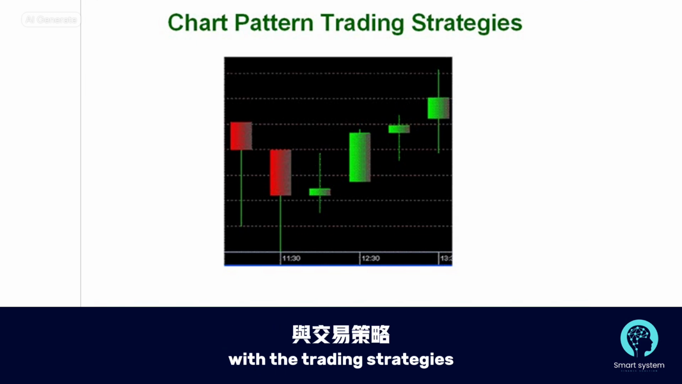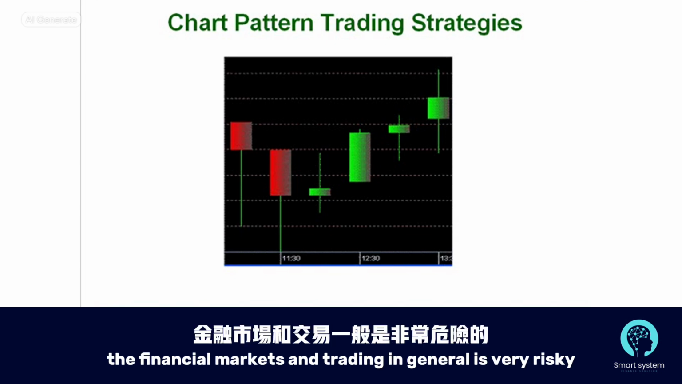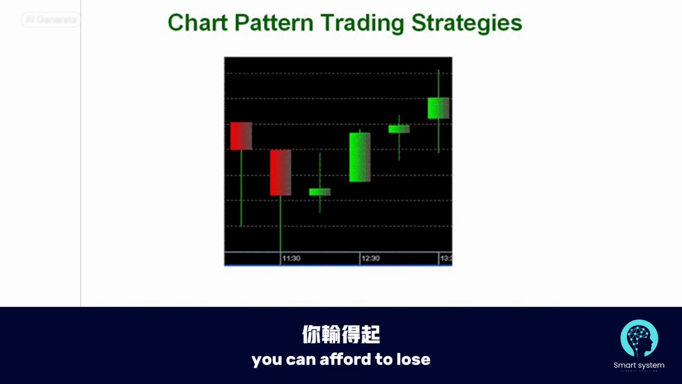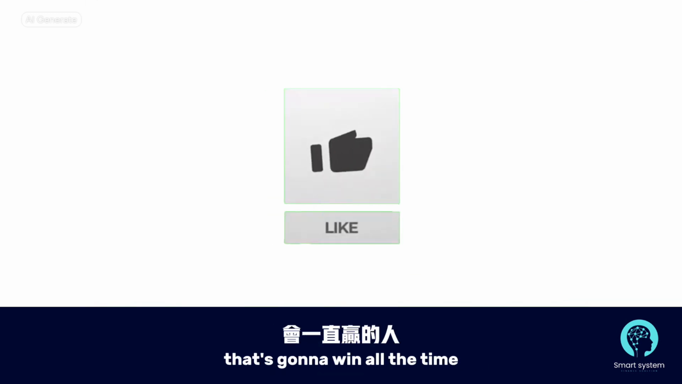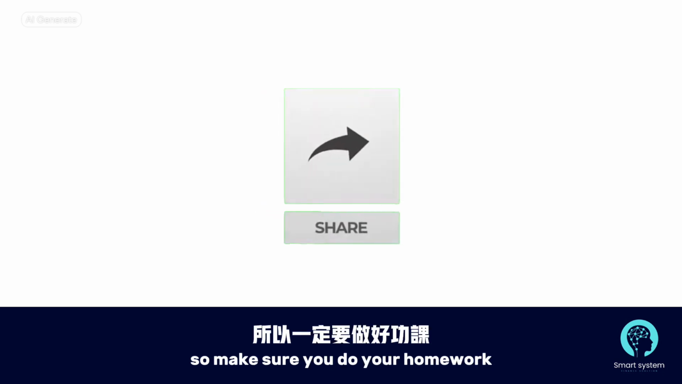With the trading strategies, be careful when using these. Do a lot of practice, and make sure you understand exactly what you're doing. The financial markets and trading in general is very risky. You should only trade with risk capital, money that you can afford to lose. And there's no system or strategy that's going to win all the time, or that can guarantee profits or anything like that. So make sure you do your homework.